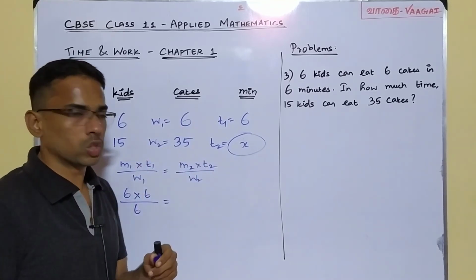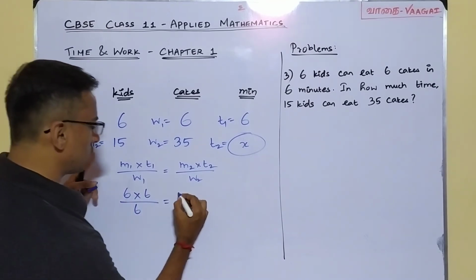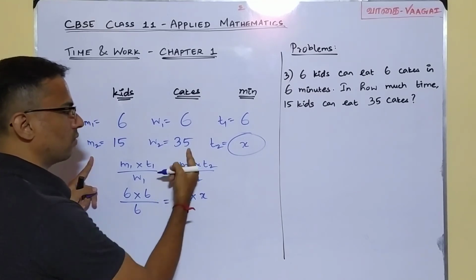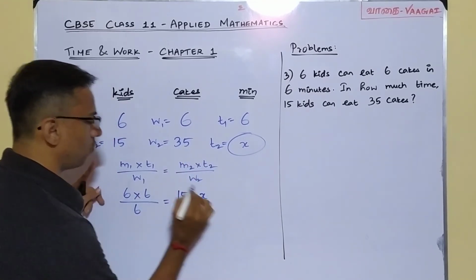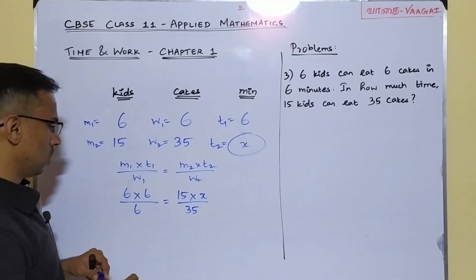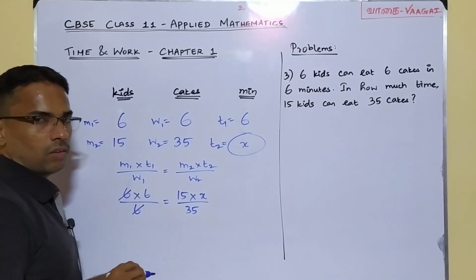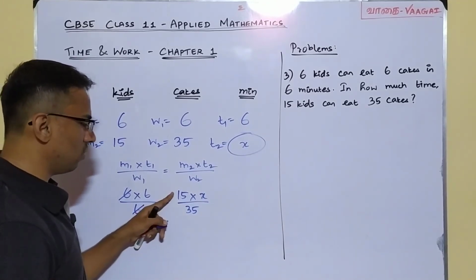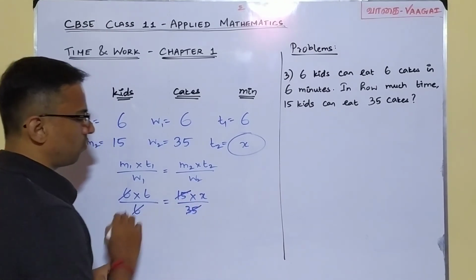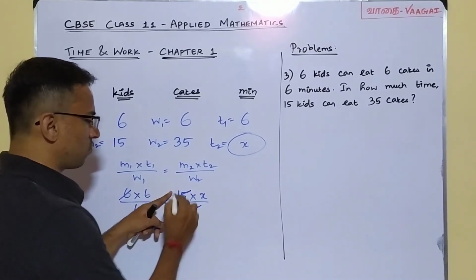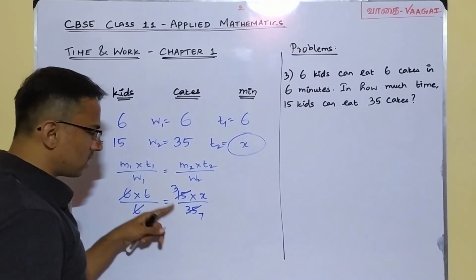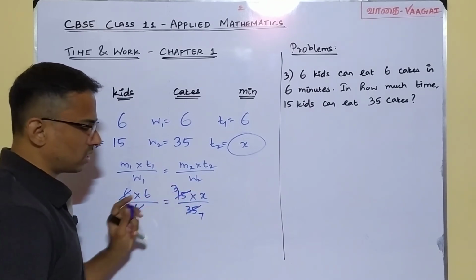is equal to, coming to the right hand side now, M2, which is 15, into time 2, which we are taking to be X, divided by W2, which is 35. If possible we can simplify here itself. So I can cancel one 6 with the other in the left hand side. On the right hand side, we have 15 and 35, and we can factor out 5 from both. 5 3s are 15 and 5 7s are 35. So in the right hand side we have 3 into X by 7.